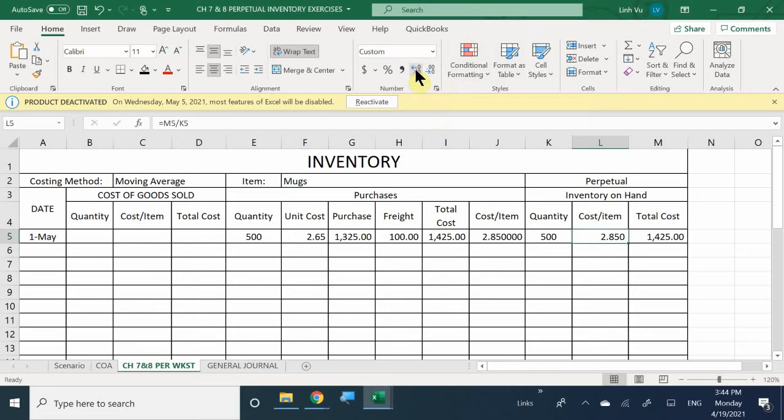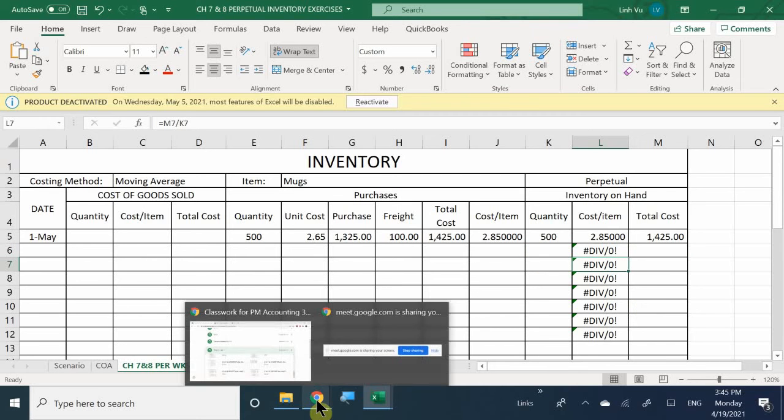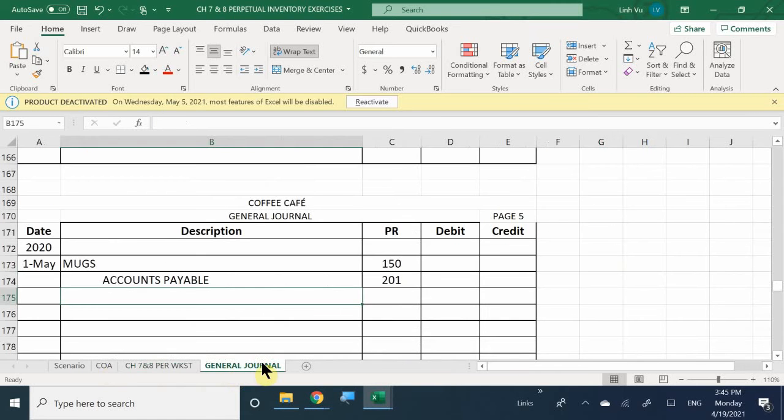And I'm going to stretch this out to about that many decimal places. And I'm going to drag down the formula so I don't always have to calculate it over and over again, right? It's going to be my total cost divided by my quantity. And now I have a total, right? I have a grand total cost of $14.25. So just like here in my journal, I'm going to recognize that it was for $14.25.